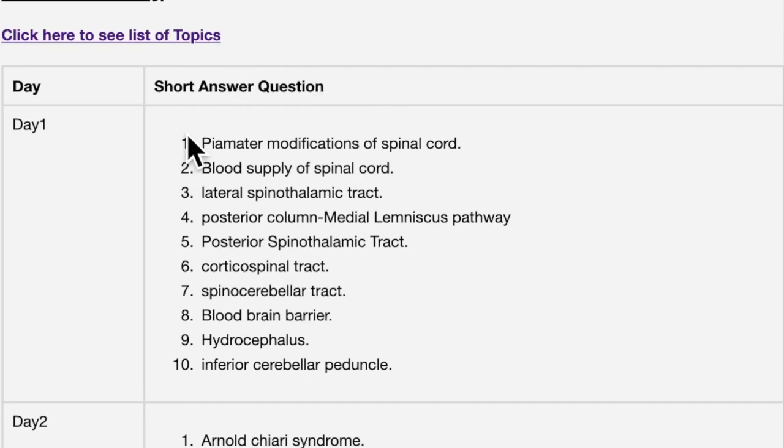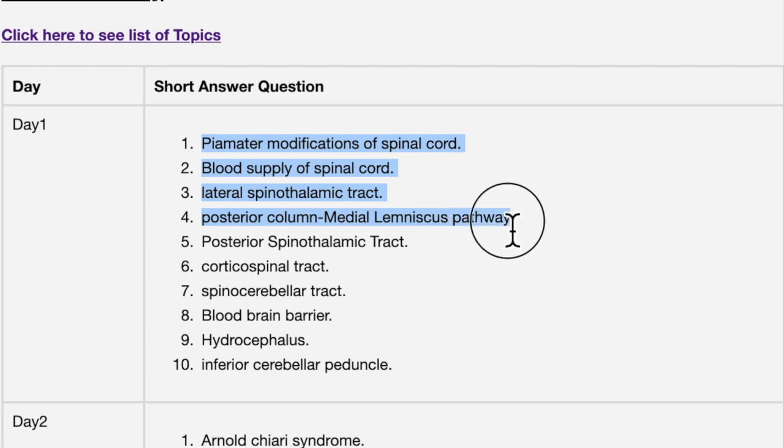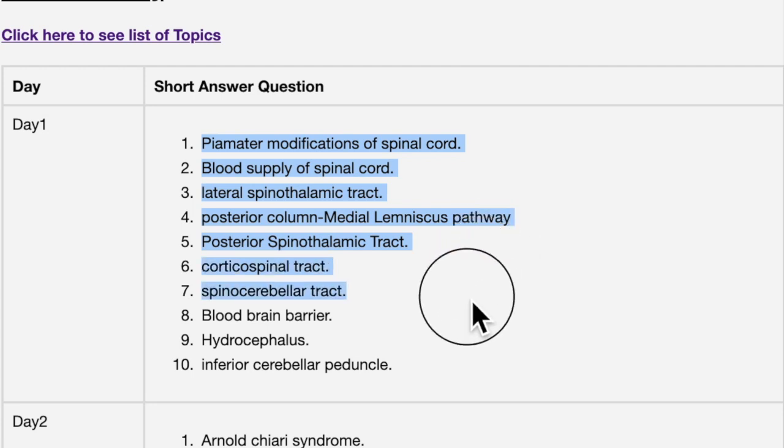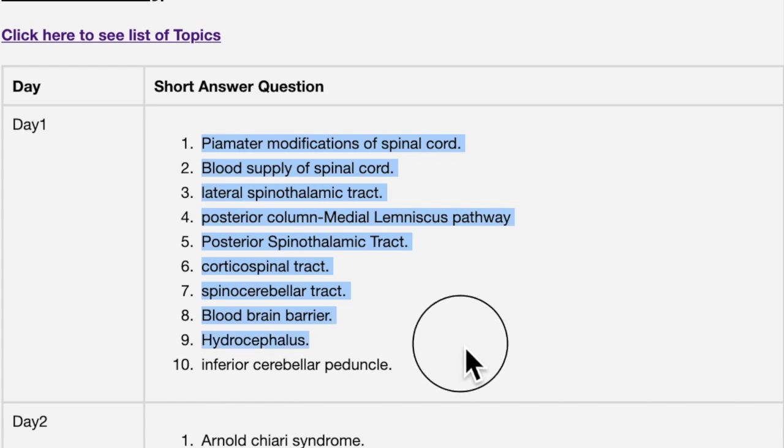Next we will see the short answers for the first day. First question is pyramidal modifications of spinal cord and second one is blood supply of spinal cord, lateral spinothalamic tract, posterior column. In the posterior column we will see the medial lemniscus pathway. And next one is posterior spinothalamic tract, corticospinal tract, spinocerebellar tract, blood-brain barrier, hydrocephalus and inferior cerebellar peduncle.